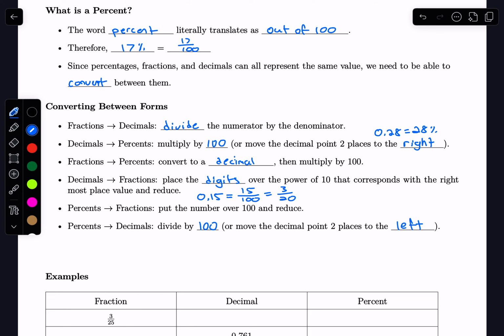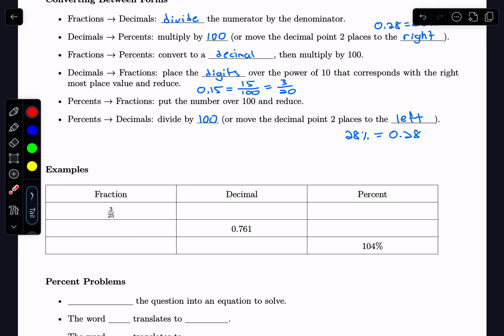All right, so now we're going to do a little bit of practice here. We have here a table for fractions, decimals, and percents where we have one of each filled in, and we're just going to practice converting to the other two forms. So we're going to start off with a fraction of 3 over 25.